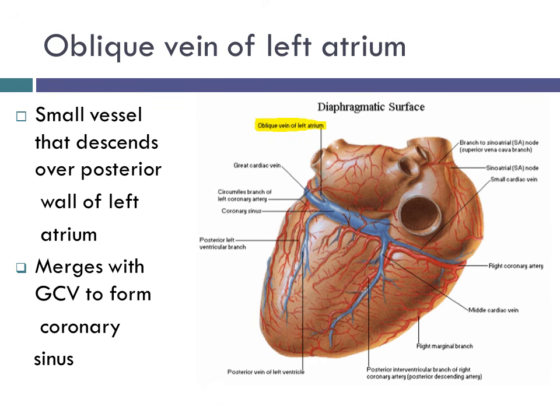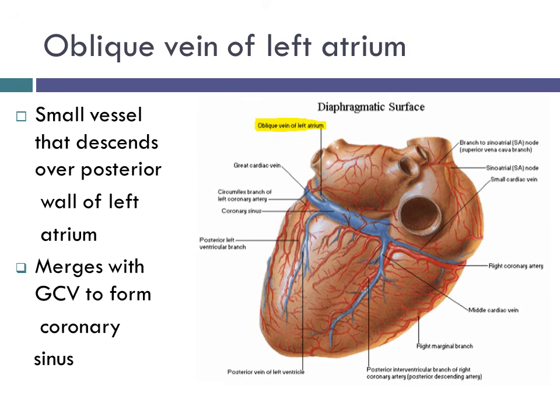Now, present on the diaphragmatic surface, we have the oblique vein of the left atrium. This is also known as the vein of Marshall, and it is a small vessel that descends over the posterior wall of the left atrium. And the importance of this oblique vein of the left atrium is that it merges with the great cardiac vein to form the coronary sinus.